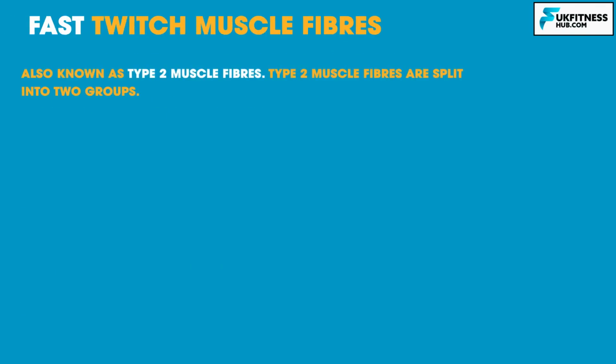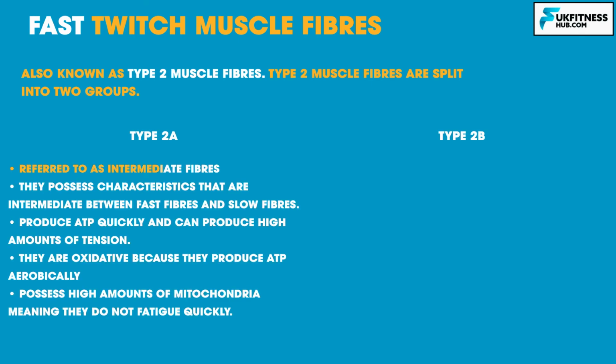Fast twitch muscle fibers, also known as type 2 muscle fibers, are split into 2 groups, which are type 2A and type 2B. Type 2A fibres are sometimes referred to as intermediate fibres. This is because they possess the characteristics that are intermediate between fast fibres and slow fibres. Type 2A fibres produce ATP relatively quickly and can produce high amounts of tension. They are oxidative because they produce ATP aerobically and possess high amounts of mitochondria, meaning they do not fatigue quickly.